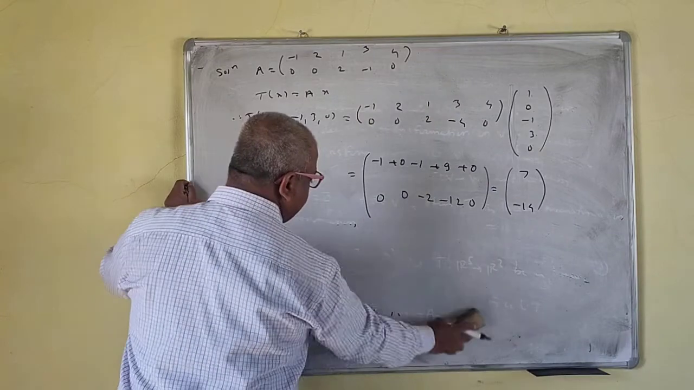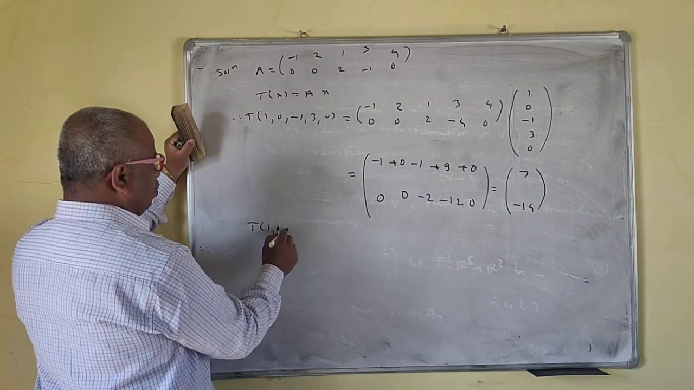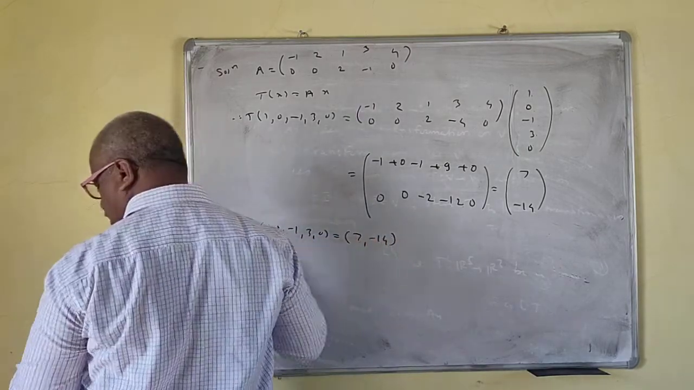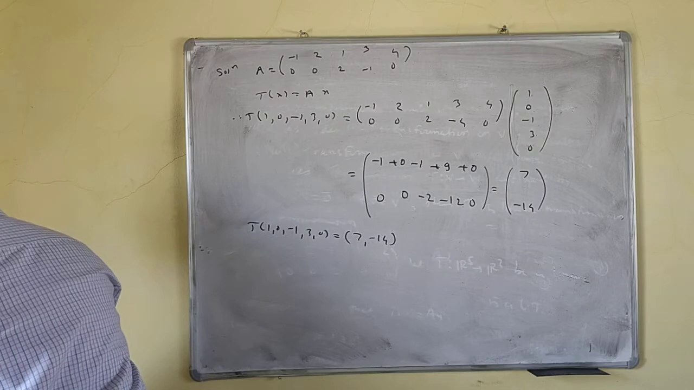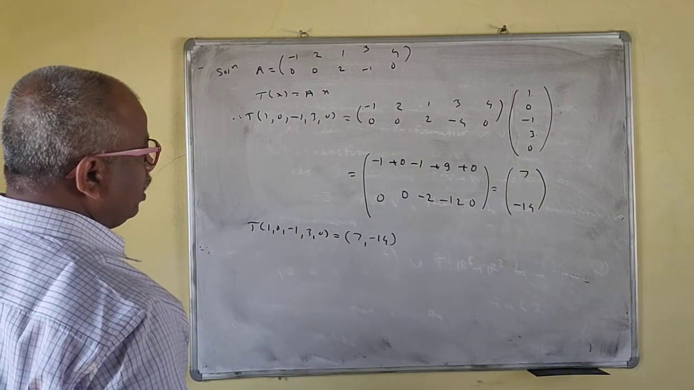So you may write T of (1, 0, minus 1, 3, 0) is equal to (7, minus 14). Is it correct?